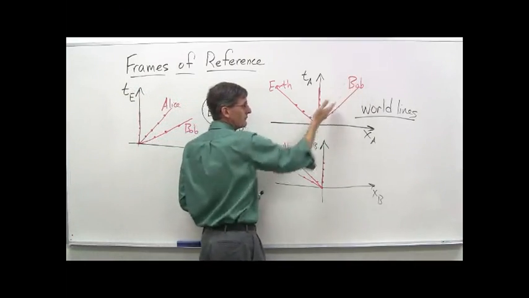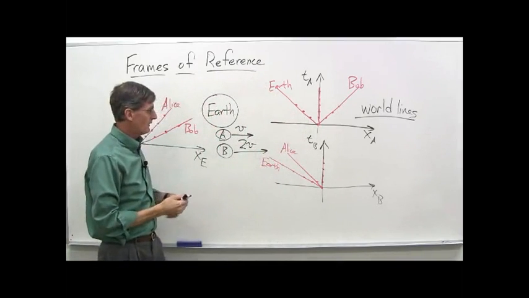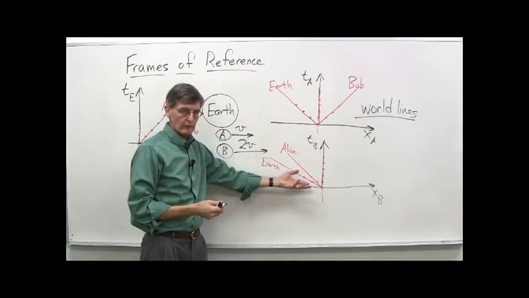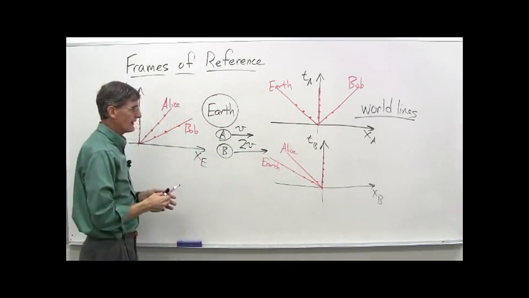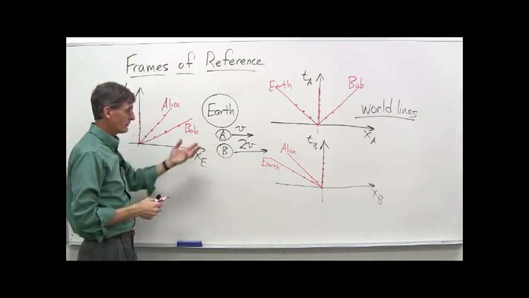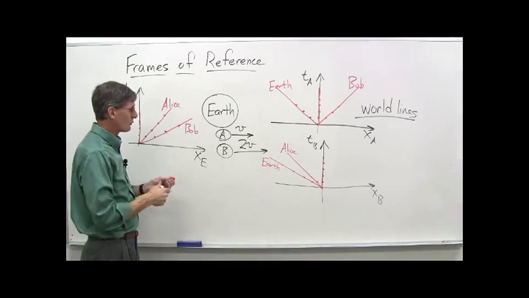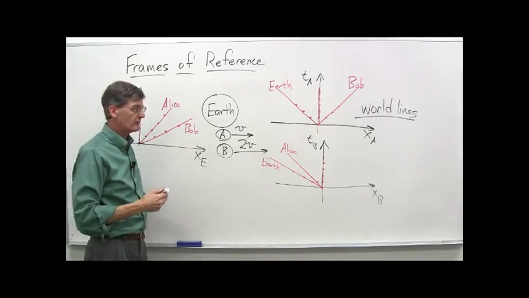We've got the world line of Bob from Alice's perspective, the world line of Earth from Alice's perspective, and the same way for Bob as well. When we talk about world lines, we talk about Bob's world line from Alice's perspective, Alice's world line from Bob's perspective, and so on and so forth. A couple other things to know about world lines and space-time diagrams if you haven't figured it out yet.